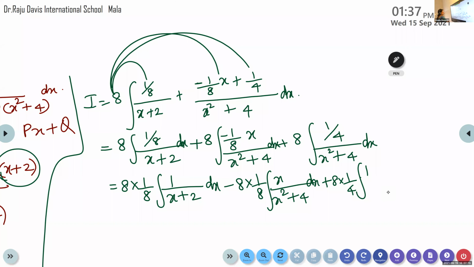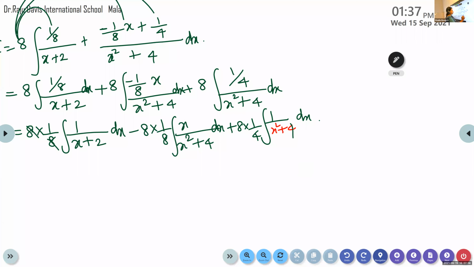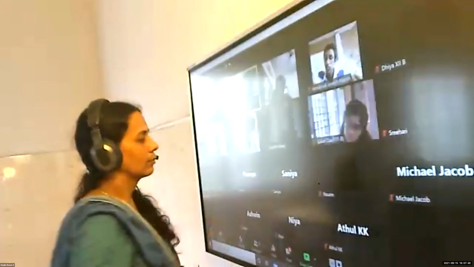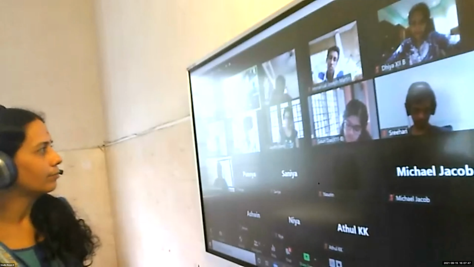Is it clear, children? Up to this part, is it okay? We split this into smaller parts. Now 8 and 8 will get cancelled. It is the same as integral of 1 by x plus 2 into dx, minus integral of x by x square plus 4 into dx, plus 2 into integral of 1 by x square plus 4 into dx. Up to that splitting part, is it okay?